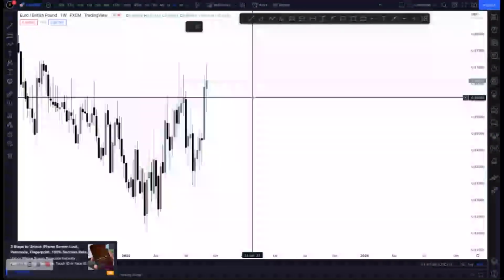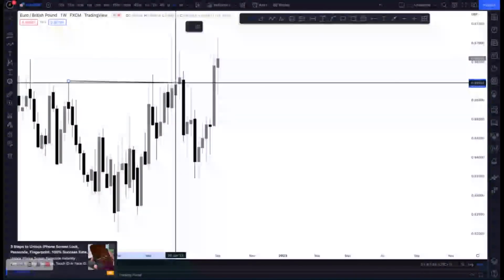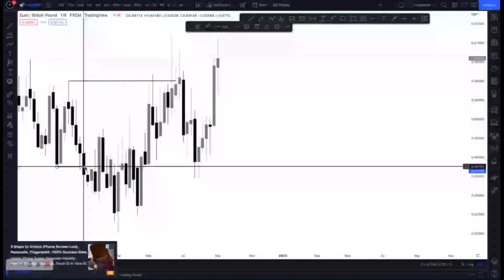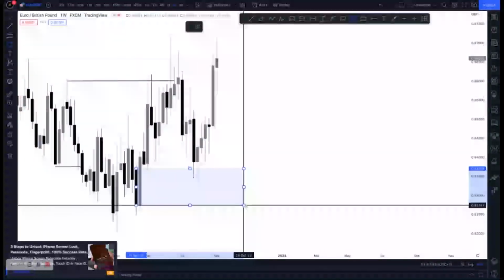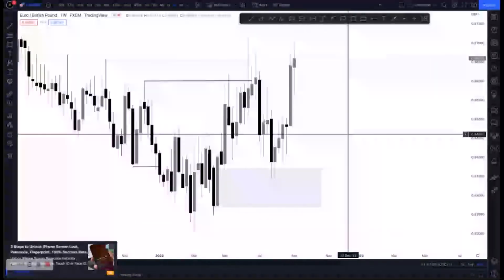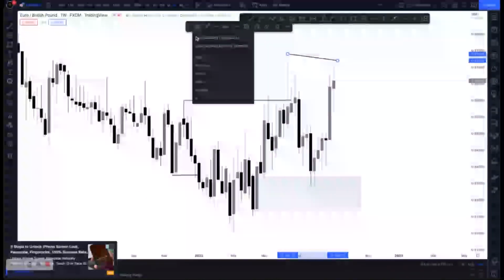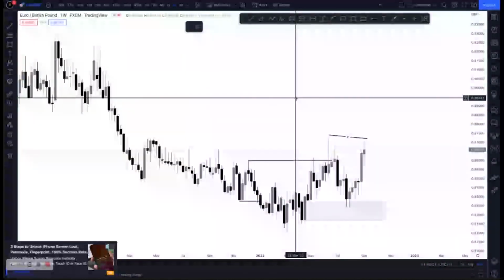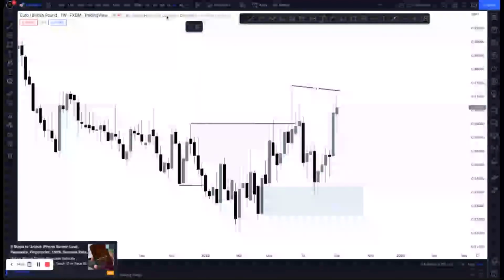Coming to our weekly time frame, we are expecting a strong push to the upside because we have this change of character created there to the upside, and also another one at this level here. Then we have this demand zone which the market came back to mitigate and is reacting off, and liquidity created at this point here. So we are still pretty bullish on the Euro GBP.